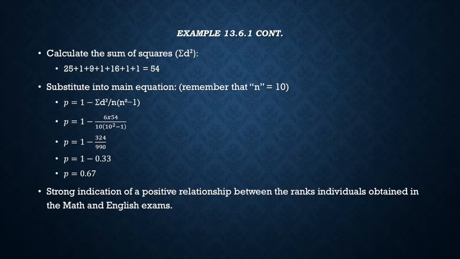Then we would calculate the sum of squares. 25 plus 1 plus 9 plus 1 plus 16 plus 1 plus 1 are equal to 54. We then substitute into the main equation. Keep in mind that n is equal to 10 for the number of data pairs. We find that ρ is equal to 0.67. There's a strong indication of a positive relationship between the ranks individuals obtained in the math and English exams.